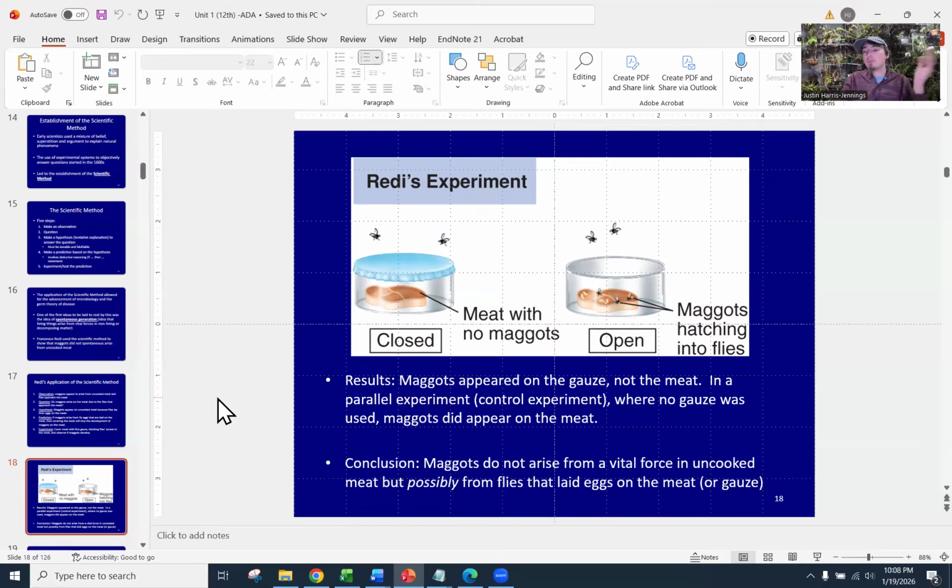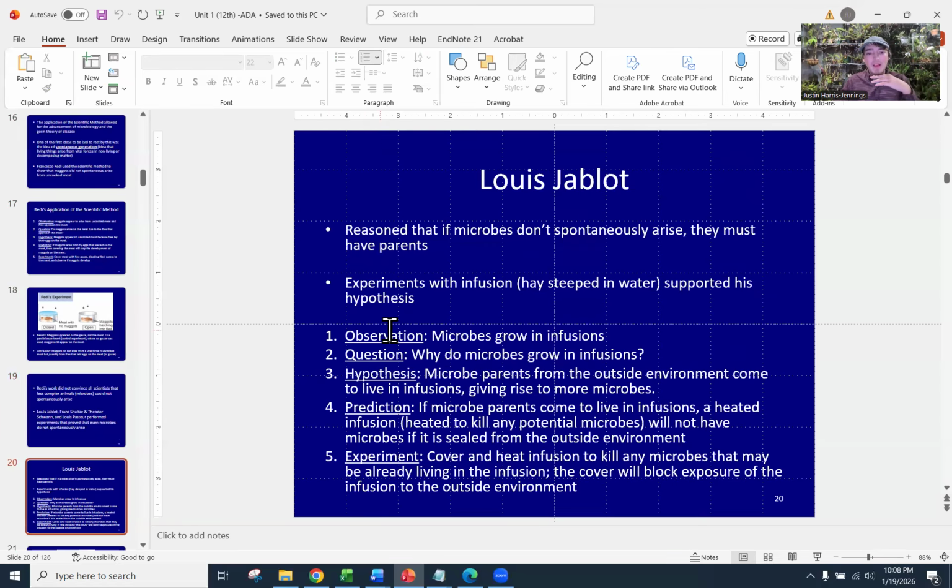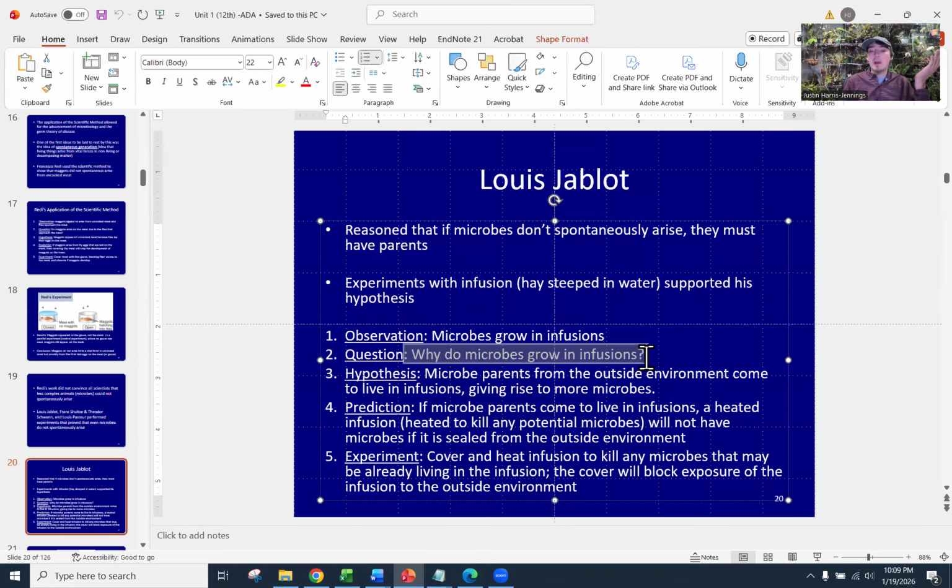So through many other experiments that are happening at the same time, like Louis Jablot also had one that was talking about, can microbes grow in broth? So more of a microbe question rather than the insect, right? And so he would boil hay in some water or soak hay in some water. And over time, it would get really cloudy because microbes would grow in it. And you could see these with a microscope. And so he would realize that microbes grow in this infusion. And he's like, why do these microbes grow in infusion?